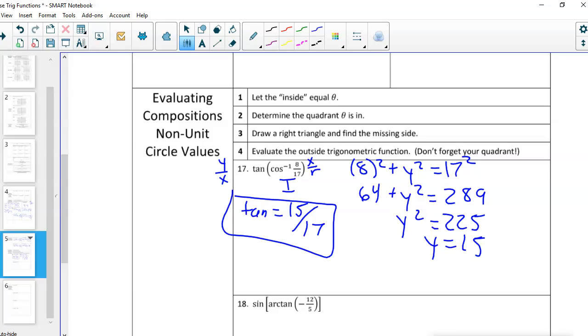Isn't it y over x? Yes, I don't know why I said that. Sorry, my brain is not working today. 15 is y, so that's still right, but it's 15 over 8. My bad. The most complicated part about this is finding the missing piece and determining what angle you're in. So we're combining the inverse stuff with finding any trig angle.